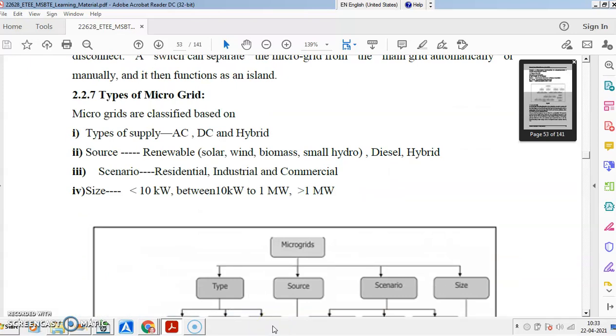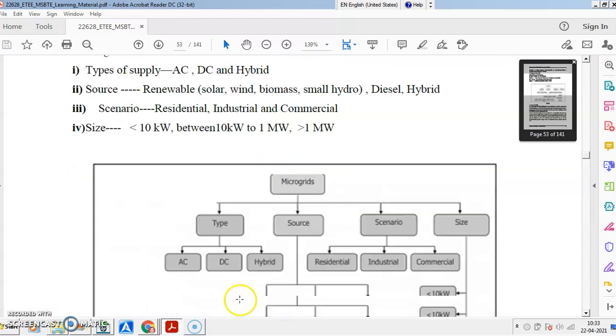bases. Type: it may be an AC grid, a DC grid, or a hybrid grid, AC DC. Based on the sources you are using, you may have solar, wind, hybrid, biomass, small hydro, diesel, whatever. Scenario: it may be residential, industrial or commercial, based on the application. Okay. Then you may have size. Generation less than 10 kilowatt, between 10 kilowatt to 1 megawatt and greater than 1 megawatt. So you can classify accordingly.